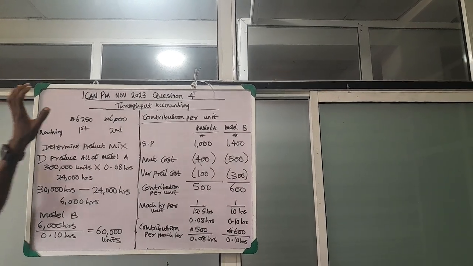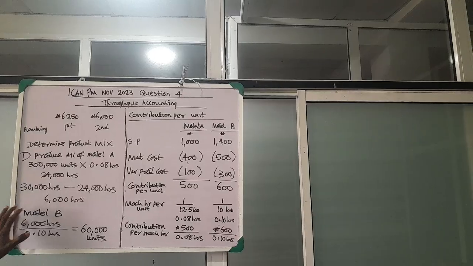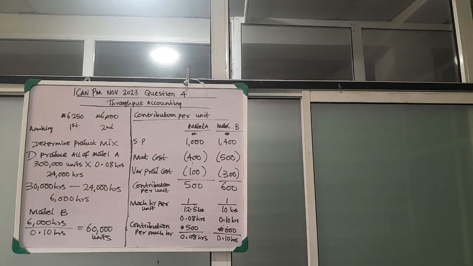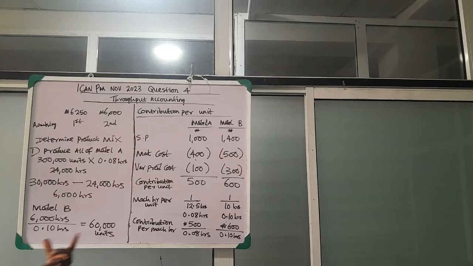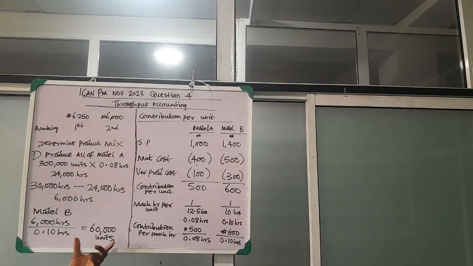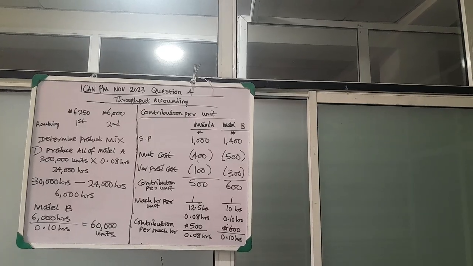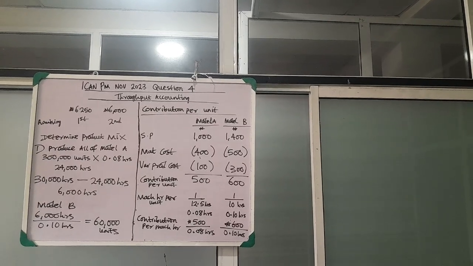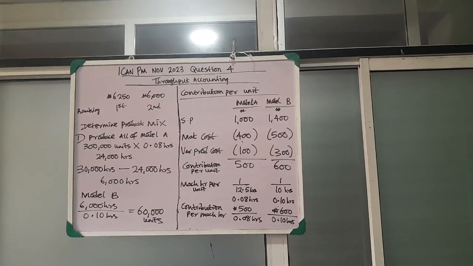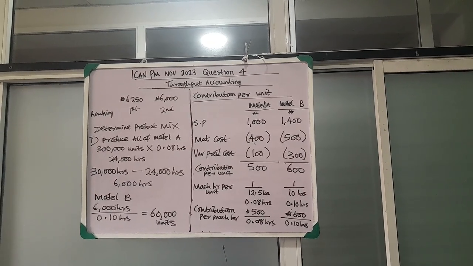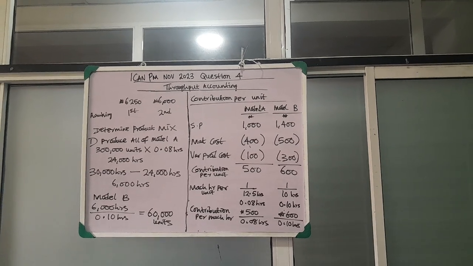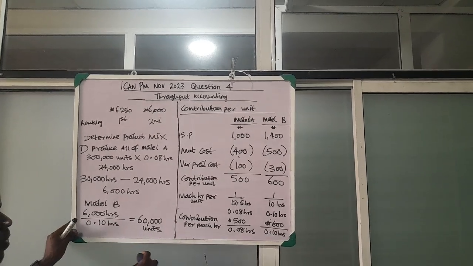What it means is for model A, we'll be producing 300,000 units. Then for model B, 60,000 units. So that is the product mix. Next, we are going to proceed to the computation of the net profit.